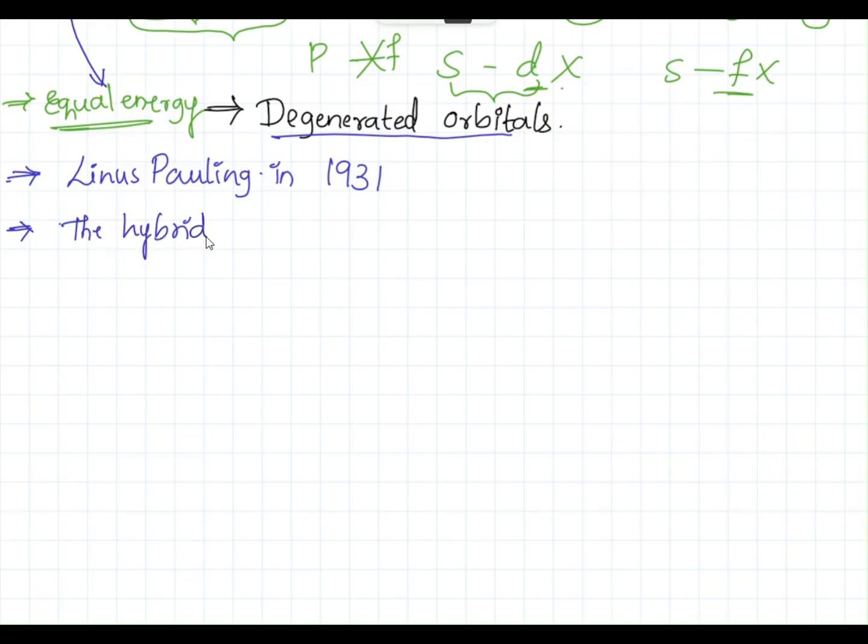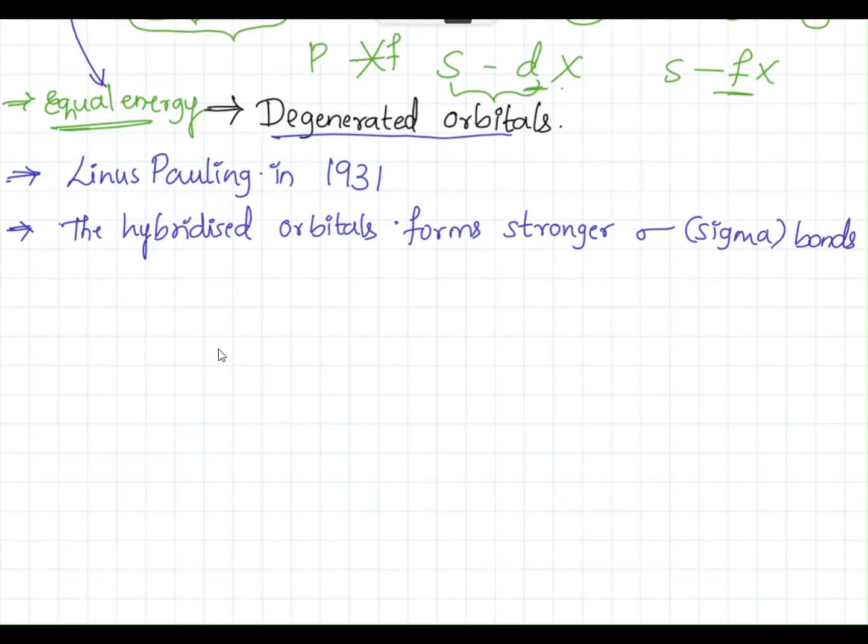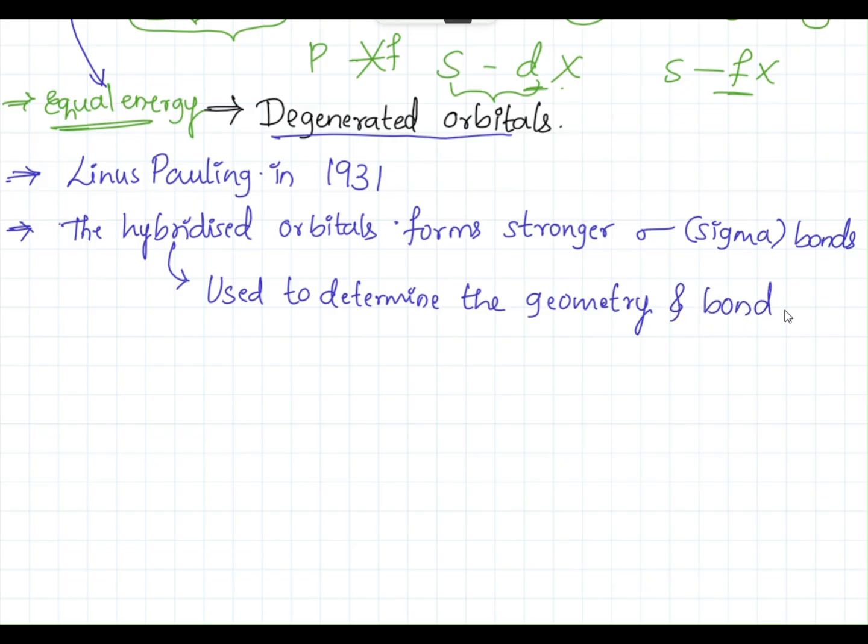The hybridized orbitals form stronger sigma bonds due to better overlapping between the two orbitals, and these hybridized orbitals are used to determine the geometry and bond angles of molecules, right?